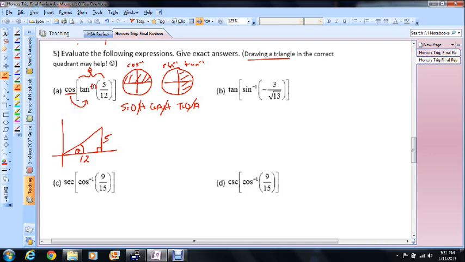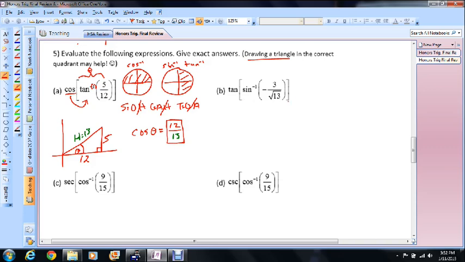Now it's telling us to find the cosine of that angle, so I'm going to write cosine of theta is equal to 12 over the hypotenuse. Well, I don't have the hypotenuse yet, do I? We can easily find that using the Pythagorean theorem, and when we do that, the hypotenuse comes out to be 13. Okay, so I put 13 on the bottom here, and I'm all done. My final answer is 12 over 13.